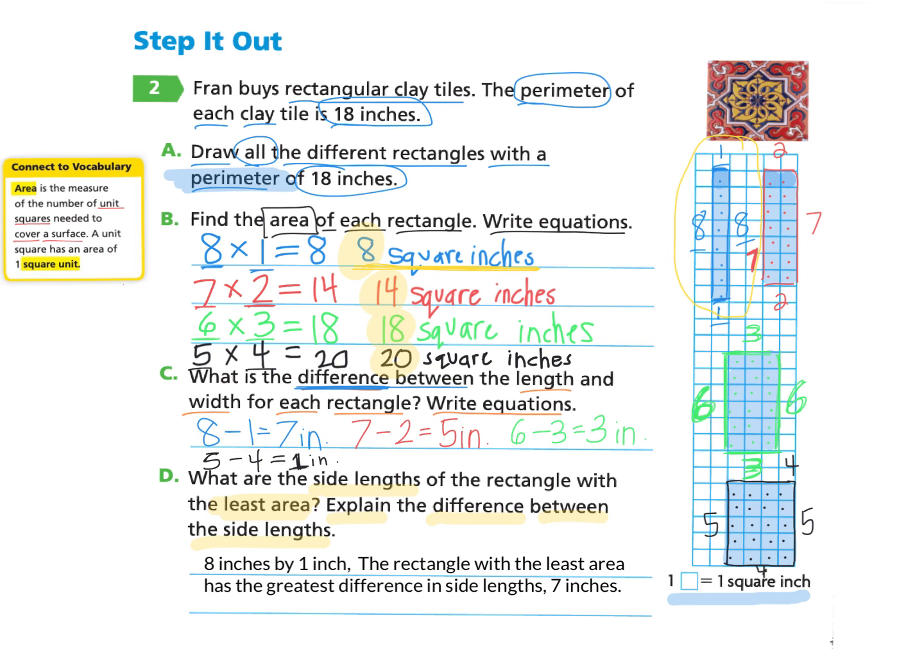So we can explain our thinking. 8 inches by 1 inch is the rectangle with the least area. And then we can explain the difference between the side lengths, which we found here. 8 take away 1 is 7 inches. The rectangle with the least area has the greatest difference in side lengths, which was 7 inches. Please remember you can always go back and re-watch this video and pause along the way anytime as needed.